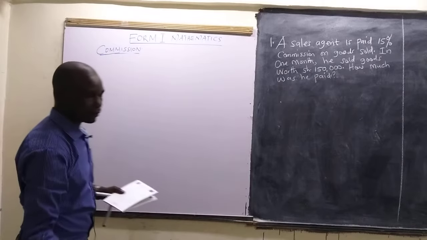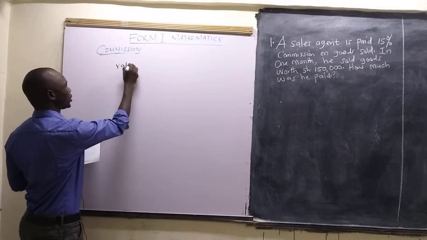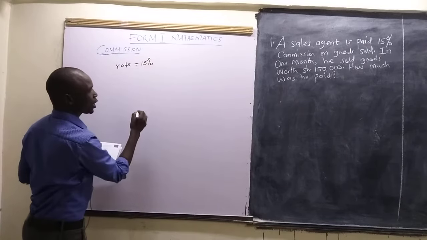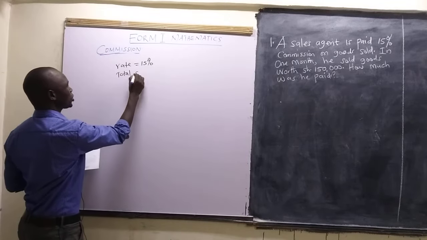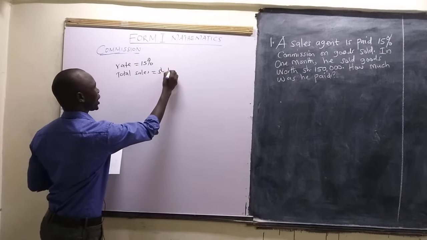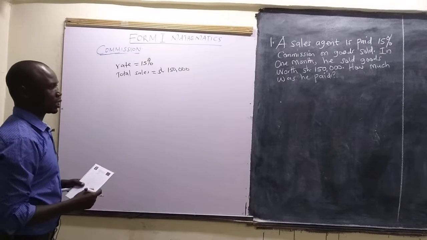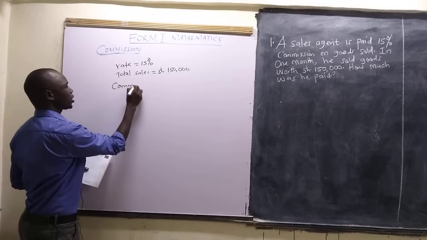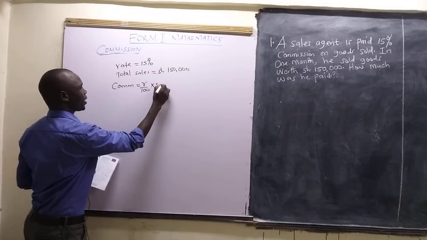The first thing we have from the question is the rate of commission. The rate is actually 15%. Then we have the total sales. Total sales is shilling 150,000. What we need to calculate is the commission. We know that commission is equal to the rate over 100, we multiply by the sales.